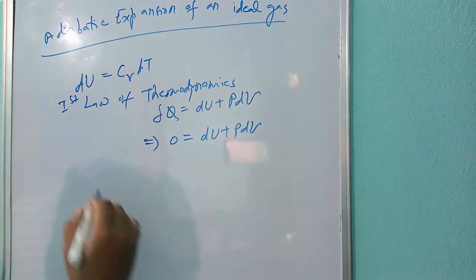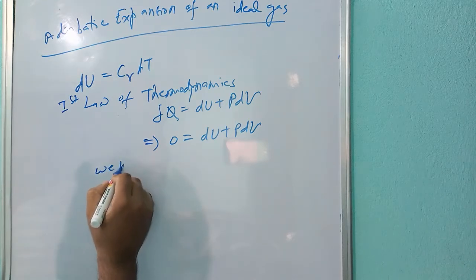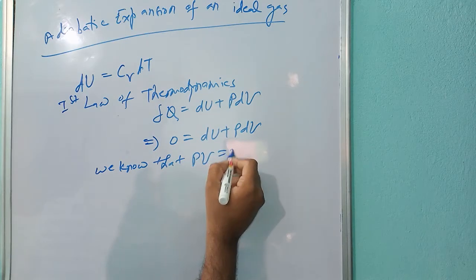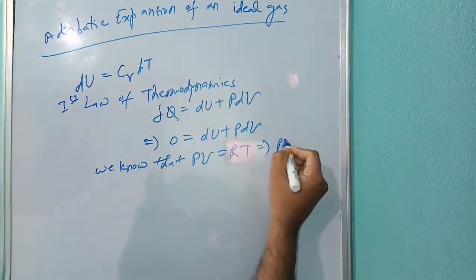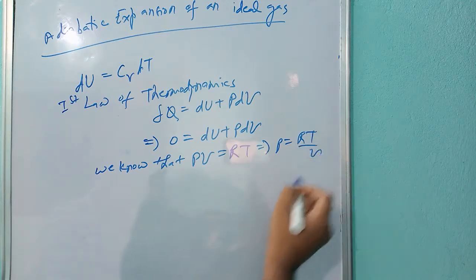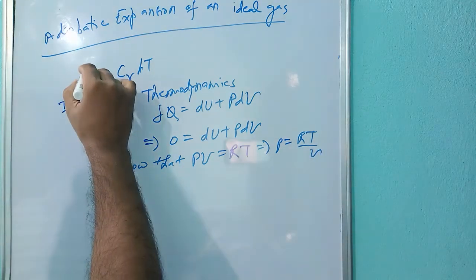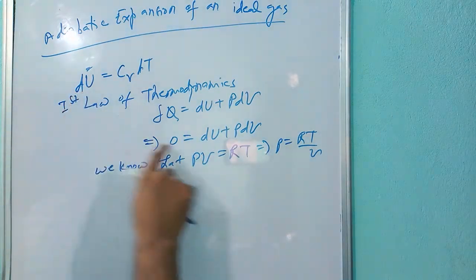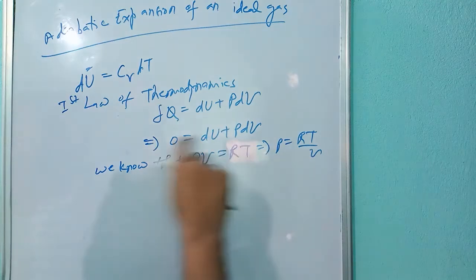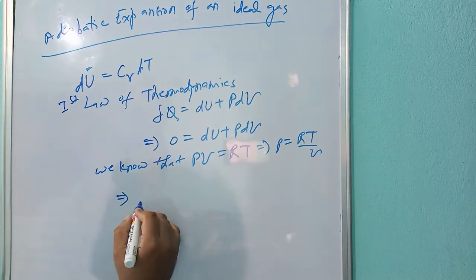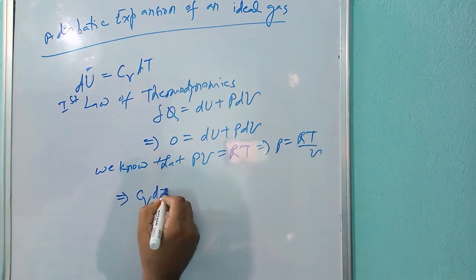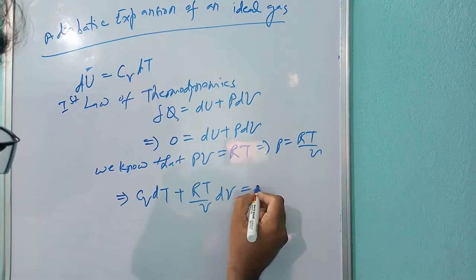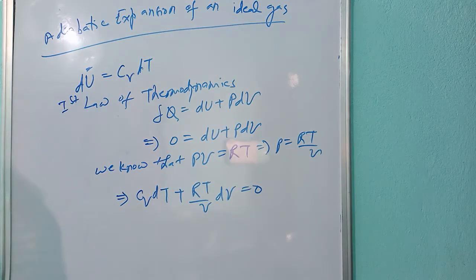And we also know that PV is equal to RT. This means that P is equal to RT by V. So from here we know dU and P. I am going to put this dU here and this P here. Then the above equation will be Cv dT plus RT by V into dV is equal to 0.